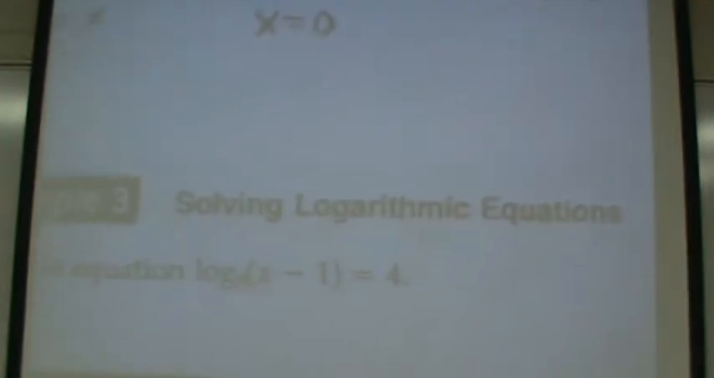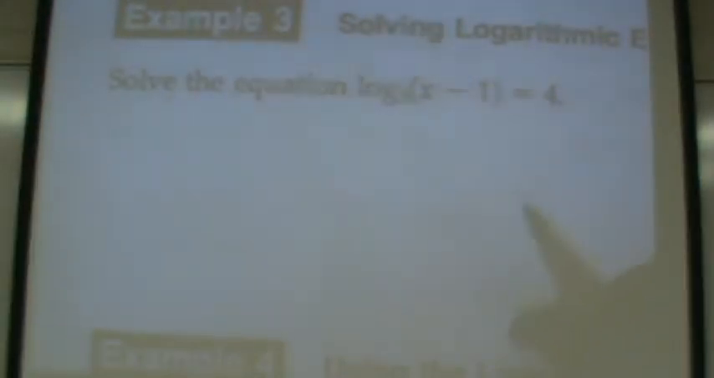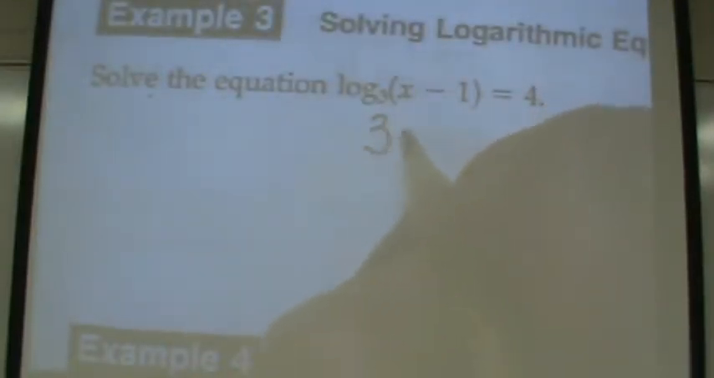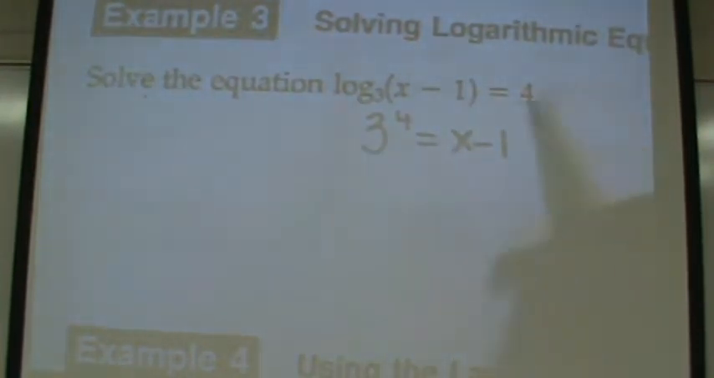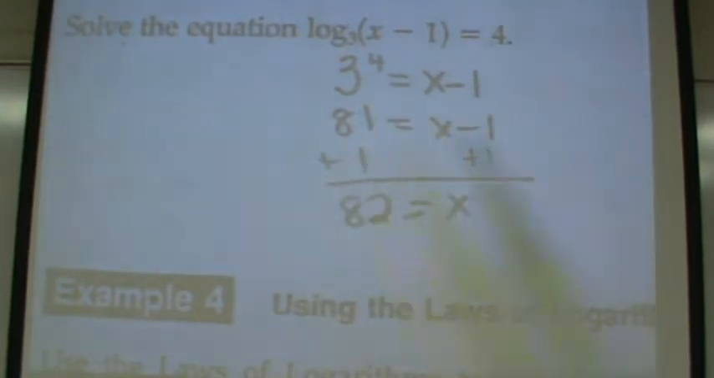Example 3. Here is an equation that we can solve. How are you going to solve it? You're going to rewrite it in exponential form. Tell me what the exponential form looks like. 3 to the 4th power is x minus 1. What is 3 to the 4th power? 81. And then what do you do? What's your answer? Now you could check your answer. You could put an 82 here. Subtract 1, you get 81. And is 3 to the 4th power 81? It sure is. It works.